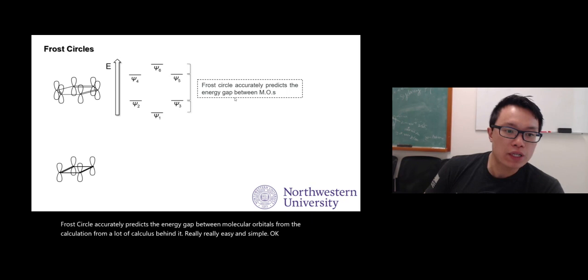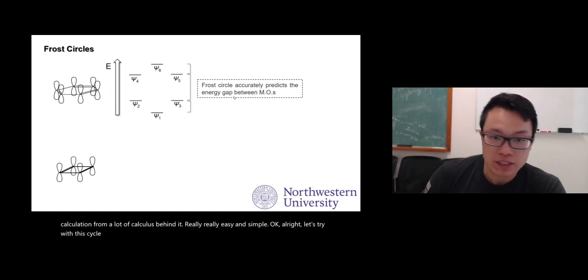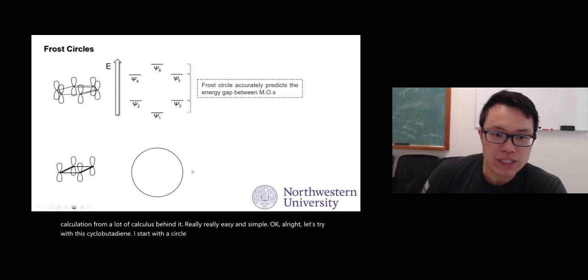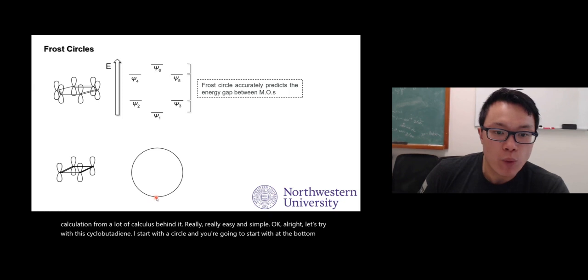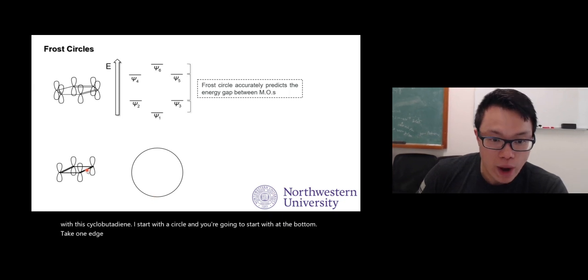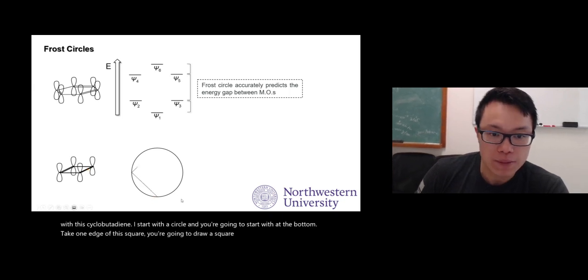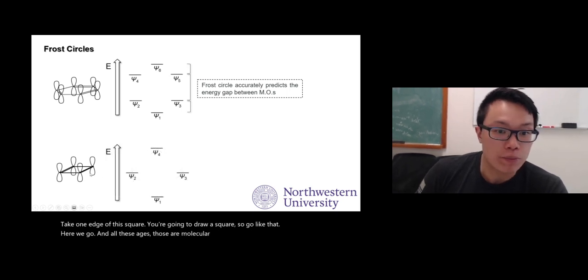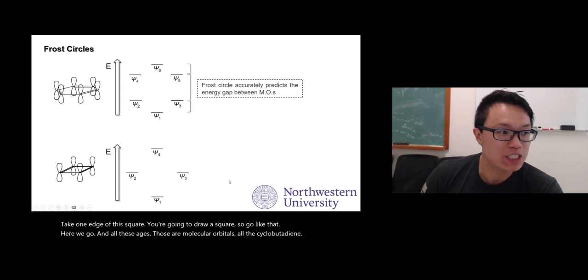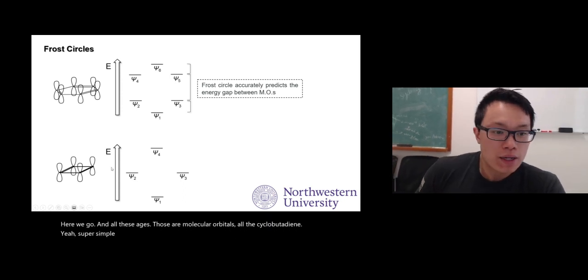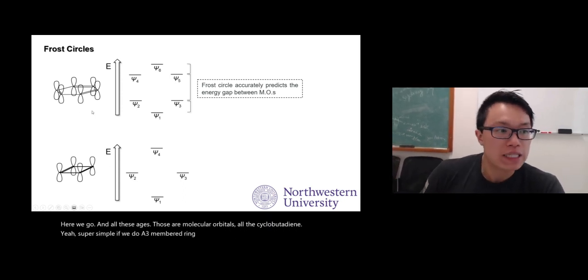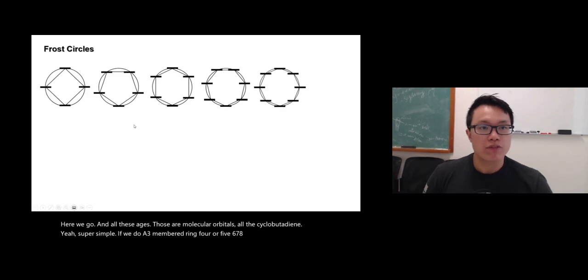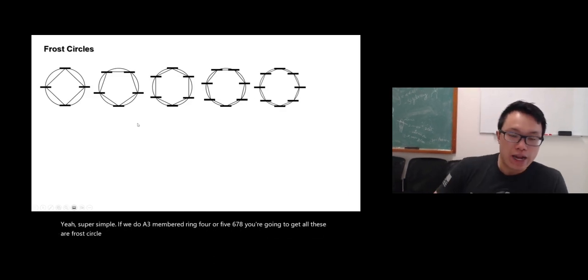Okay, let's try with cyclobutadiene. Now I start with a circle, and you're going to start at the bottom. Take one edge of this square. You're going to draw a square, so go like that. Here we go. And all these edges are molecular orbitals of cyclobutadiene. Super simple. If you do a three-membered ring, 4, 5, 6, 7, 8, you're going to get all this. These are Frost circles or Frost diagrams.